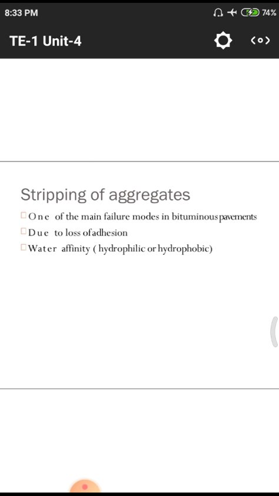Water affinity means when we add some quantity of water onto the structure, automatically up to some water content it will possess good strength. After that, when a huge amount of water is there, automatically the strength will be reduced. Why? Because in rigid pavements we have to observe these kinds of quantities. Why? Because the rigid pavement we have to construct with the help of cement as a binding material.